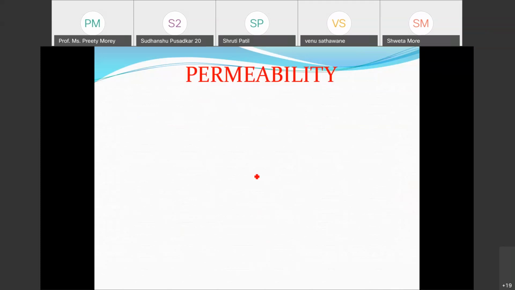Okay. So that is the classification system. The next topic will start with permeability. Now you are aware what is the permeability of the soil.